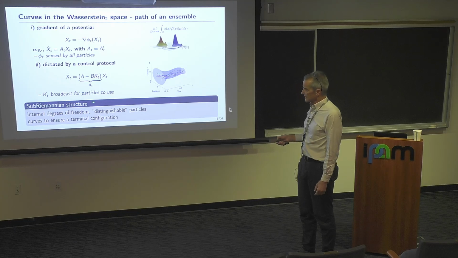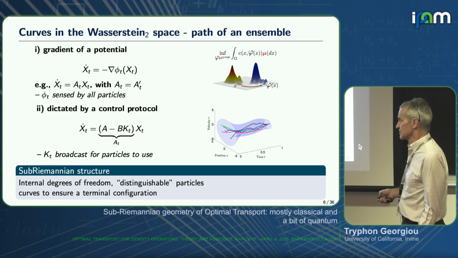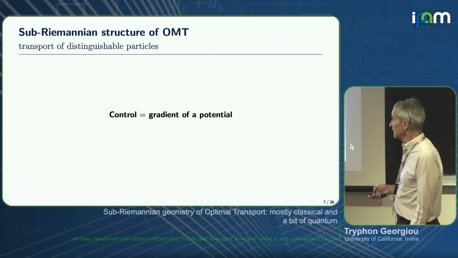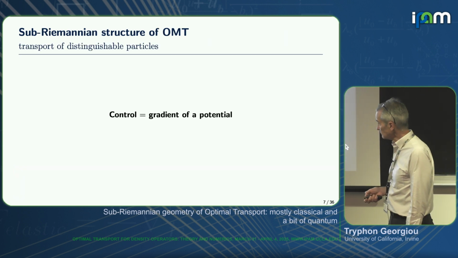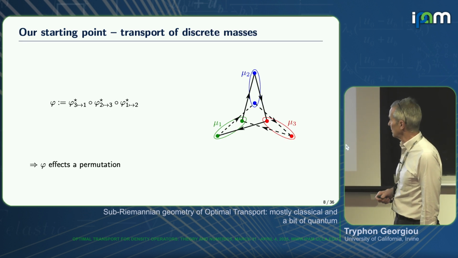So the sub-Riemannian structure we're trying to understand is trying to resolve internal degrees of freedom, subject to curves ensuring a terminal configuration. In other words, you want to tell the particles where they're going to go, or to see how much control you have. So the first, let's begin with the control being a gradient of the potential.